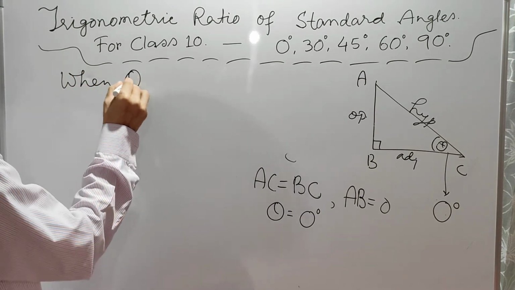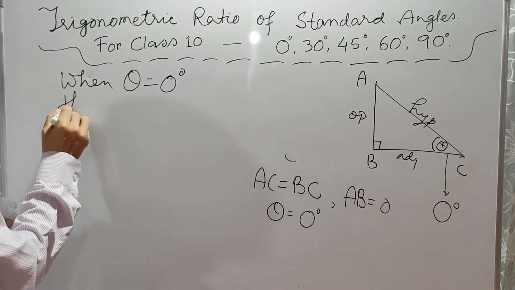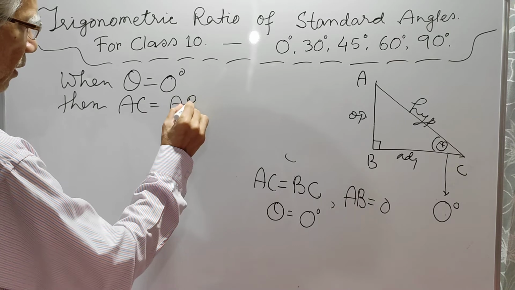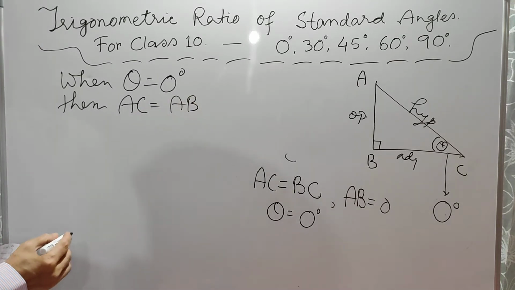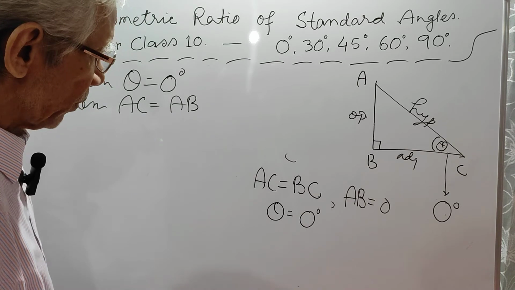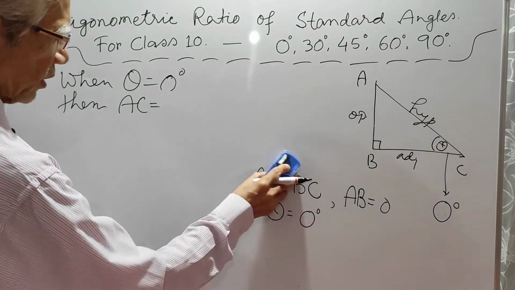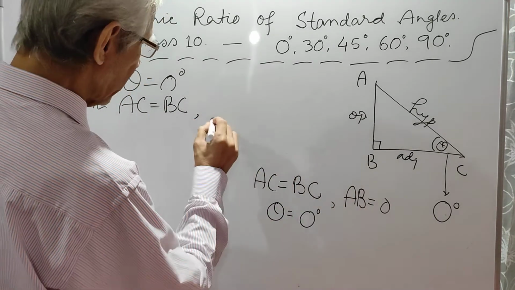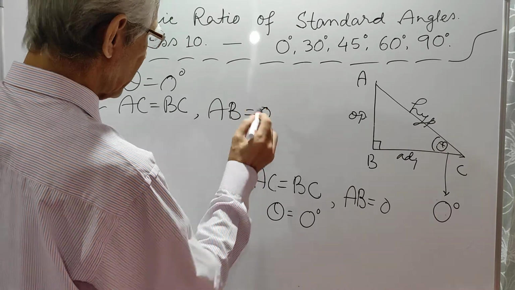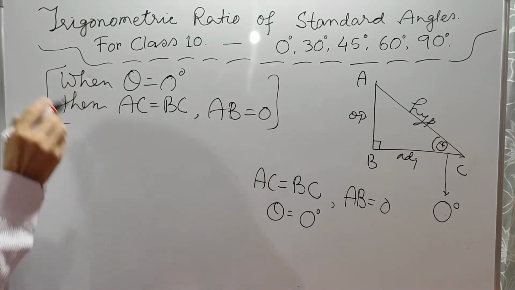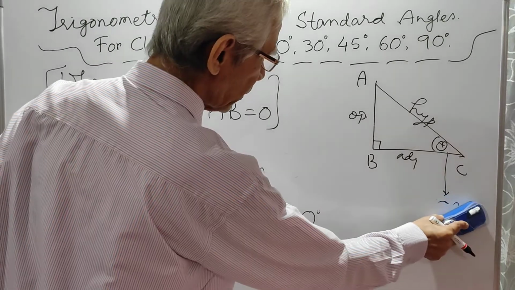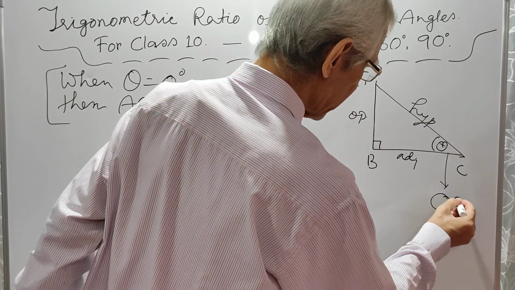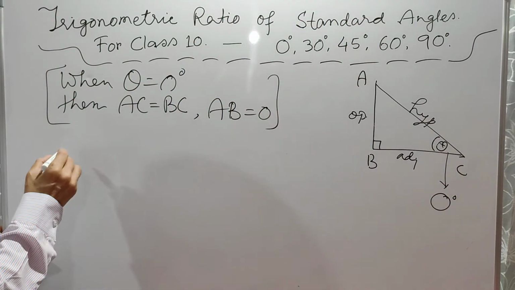When theta equals 0 degree, then AC equals BC and AB equals 0. This is what you write in the beginning. Now we can go on to find those ratios one by one. Theta is now 0 degree. Now let us see one by one.